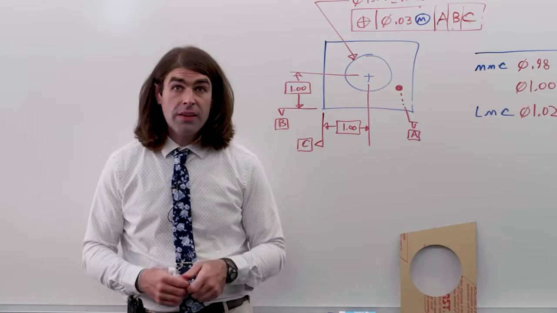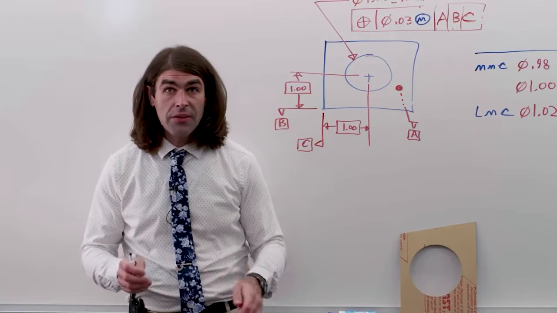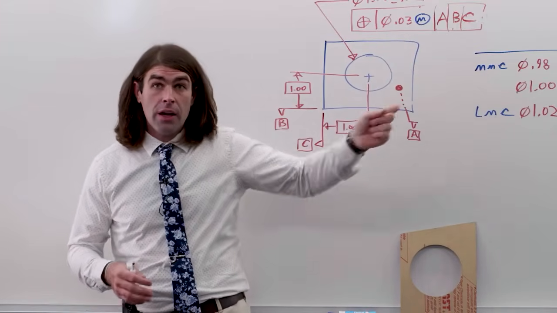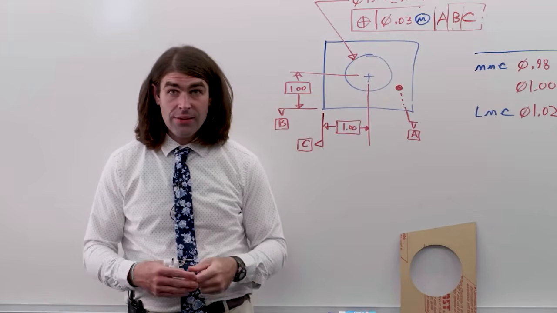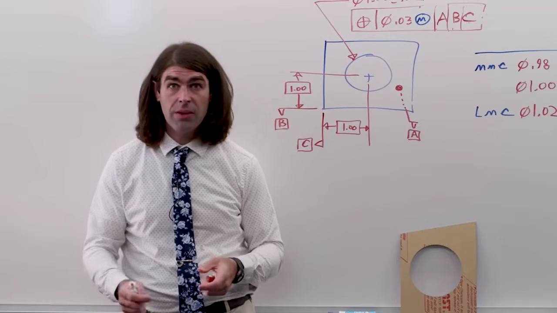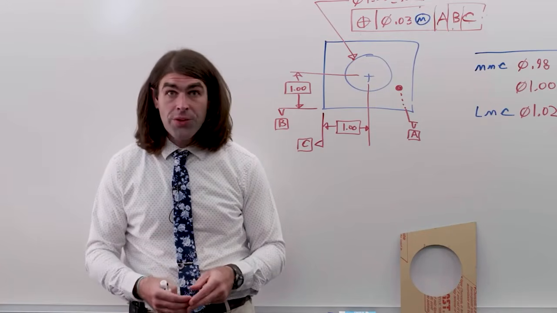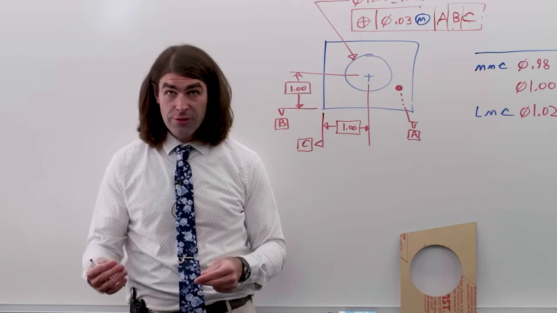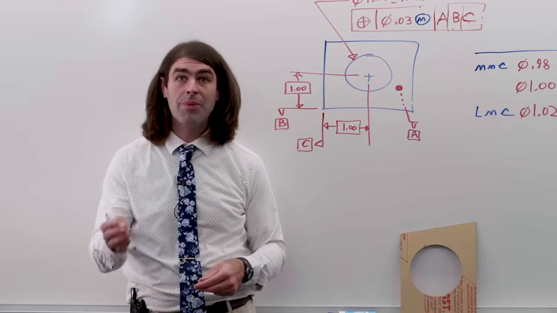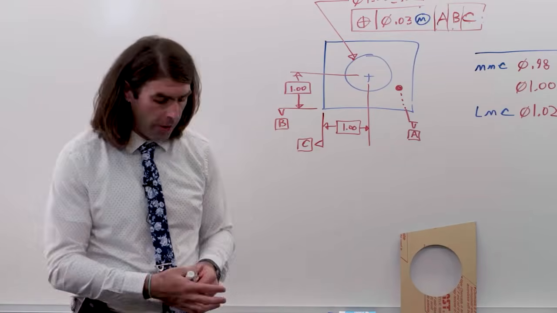So what MMC does is that if the feature comes in at the MMC size, you only have 30 thousandths of tolerance. If it comes in at any size going away from MMC toward LMC, so in this case, if the hole gets bigger, you get more positional tolerance equal to the difference from the size it actually is from the MMC. So let me show you what I mean in this handy chart.